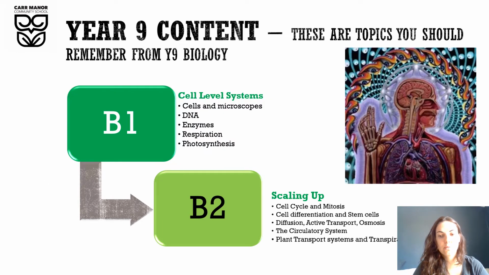So here are the topics that you covered in Year 9 in biology. So you should remember these. So you've got B1 and B2, so that's cell level systems and scaling up. Okay, so then it goes into a bit more detail about things that you've covered there. So you've got DNA, for example, diffusion, plant transport, etc. Okay, so this you have already done and you need to remember it.